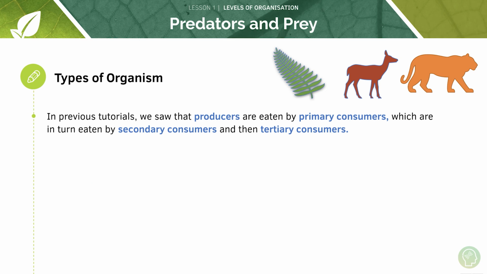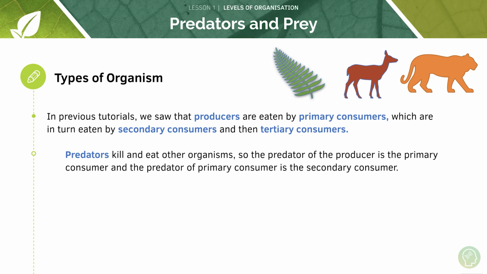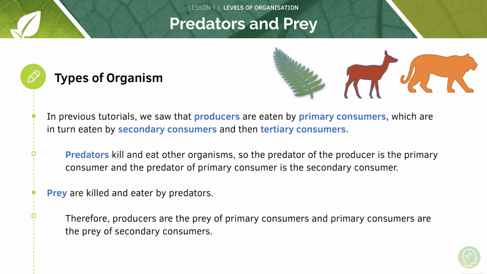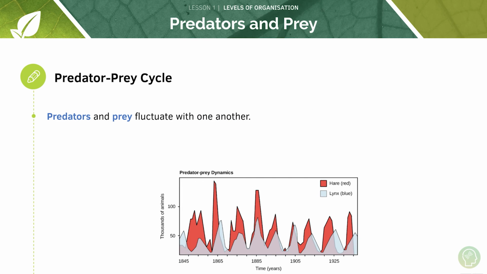Okay, so our final specification point. In previous tutorials we saw that producers are eaten by primary consumers, which are in turn eaten by secondary consumers and then tertiary consumers. Now predators kill and eat other organisms, so the predator of the producer is the primary consumer, and the predator of the primary consumer is the secondary consumer. So whatever eats the other is the predator, whereas prey are killed and eaten by predators. Therefore, producers are the prey of primary consumers, and primary consumers are the prey of secondary consumers because they're being eaten by the secondary consumers.